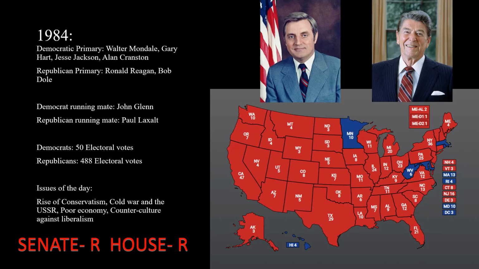In the end, Reagan wins most of the nation. Mondale only wins 6 states. Those are the most Democratic in the Union, and he also wins the District of Columbia.